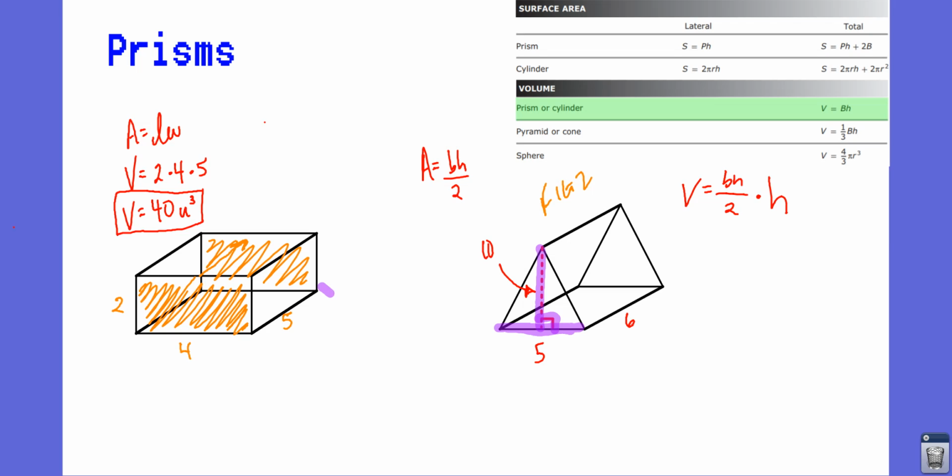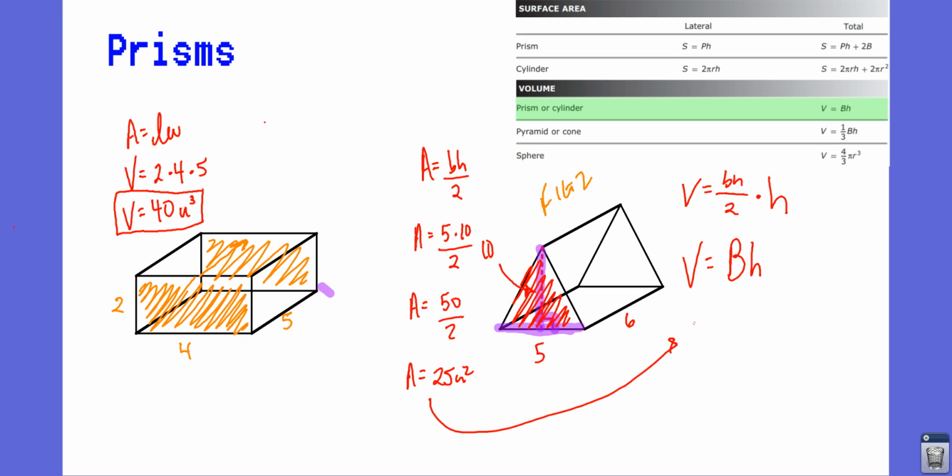So let's go ahead, find the area of the base first. So I'm going to focus on this triangle. So area is 5 times 10, base times height, and divided by 2. Area equals 50 divided by 2. Area is 25 square units. All right, so I can go ahead and use the formula area of the base times height. We already know the area of the base is 25. 25 times the height, which is the distance between bases, 6. Give you 150 cubic units.